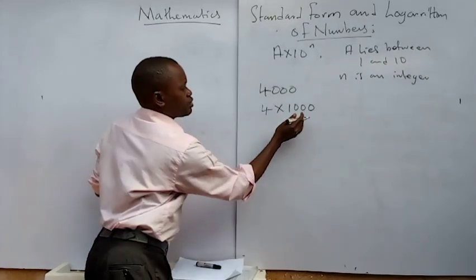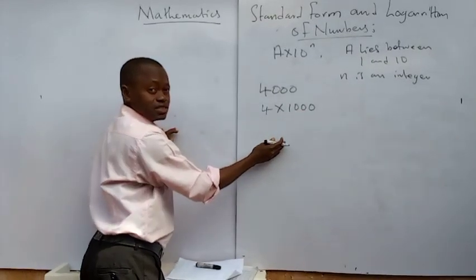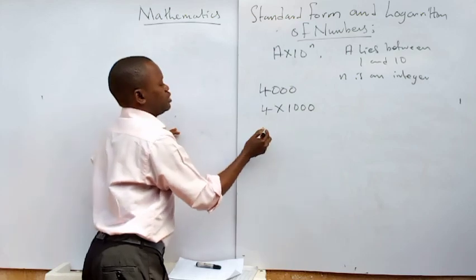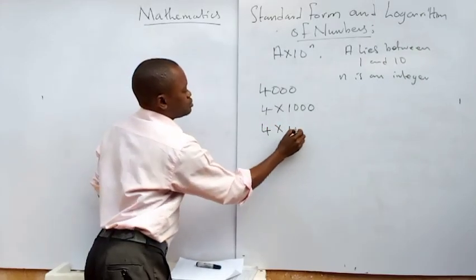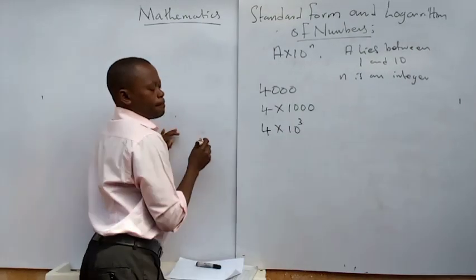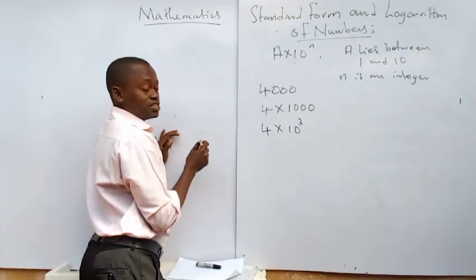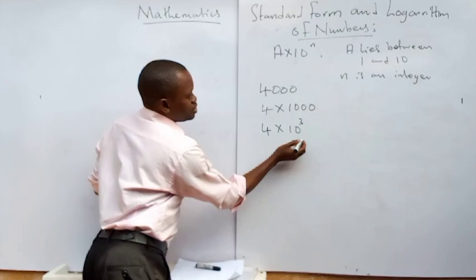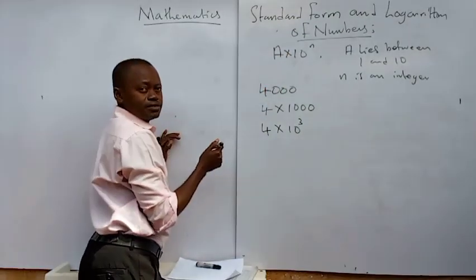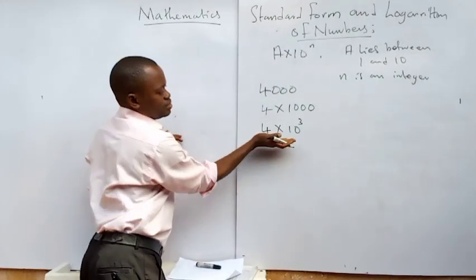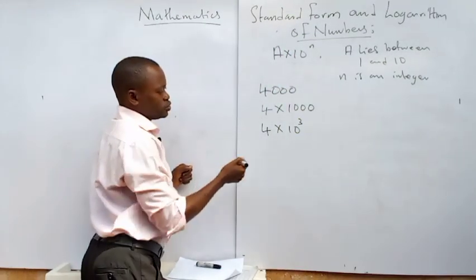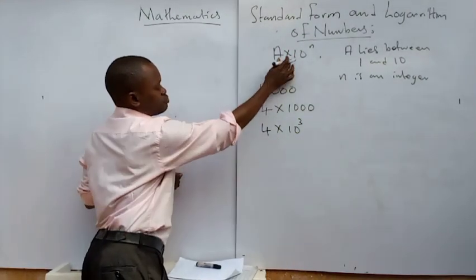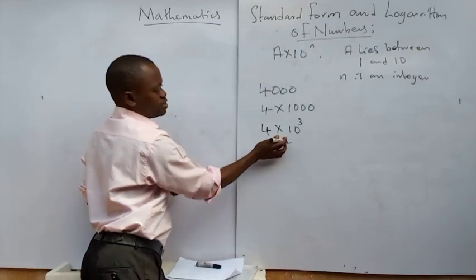You recall indices. So I can write this as 4 times 10 raised to power 3. Can you see that this can be likened to this? So this expression is now in standard form. I've written 4,000 in standard form.